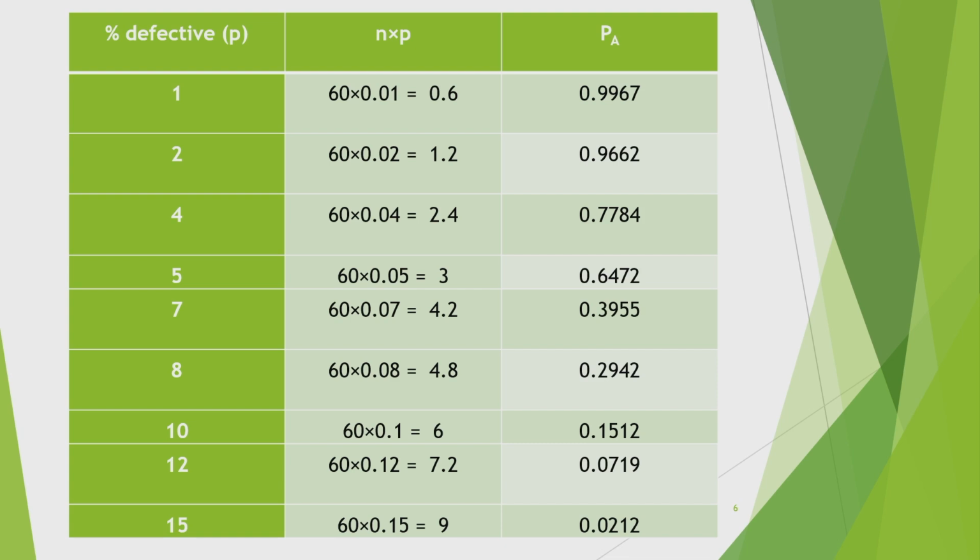So I got a table type of thing, that when percentage defective is 1, then only NP gets changed, that becomes 0.6, and PA becomes 0.9967. If percentage defective is 2, then PA becomes 0.9662. If the percentage defective becomes 4, then PA becomes 0.7784. If it becomes 5, like that, and up to 15 I have calculated. You can calculate as much as you want, and then I can represent all these in the form of a graph actually. On the x axis I can write the percentage defective, and on the y axis I can put the probability.